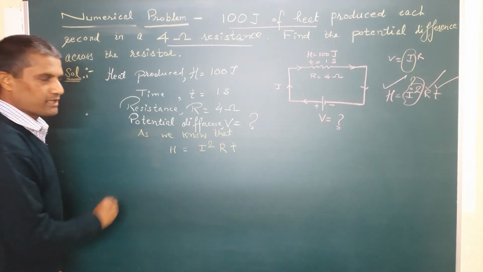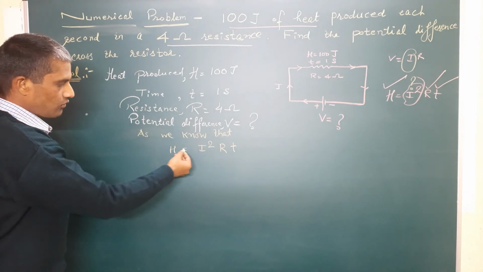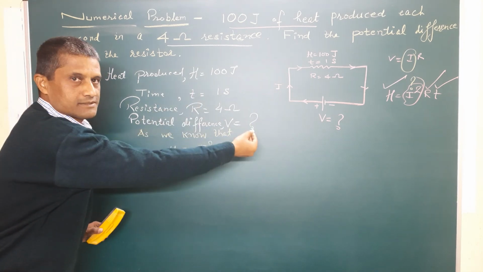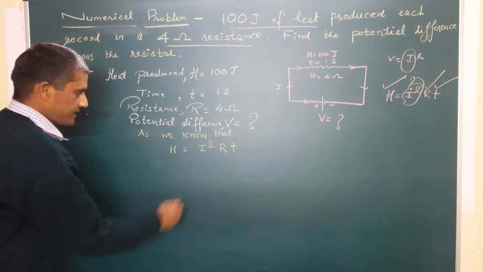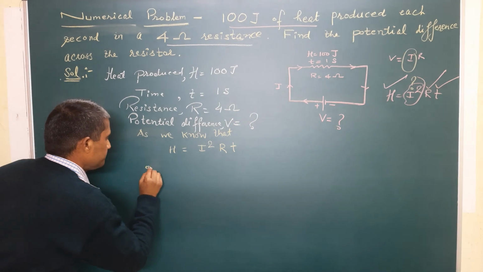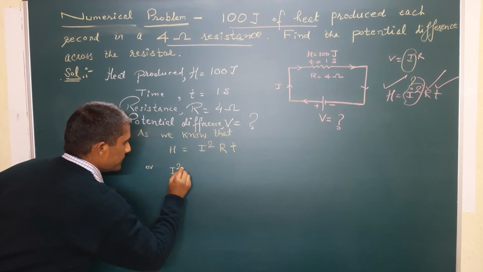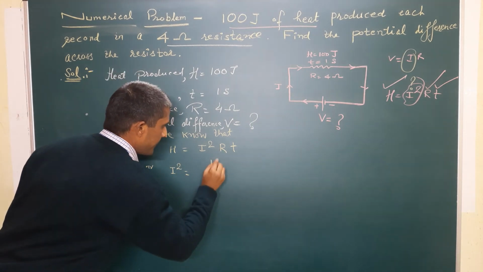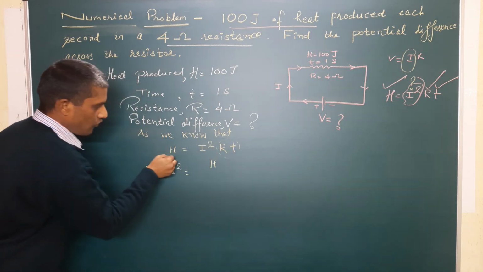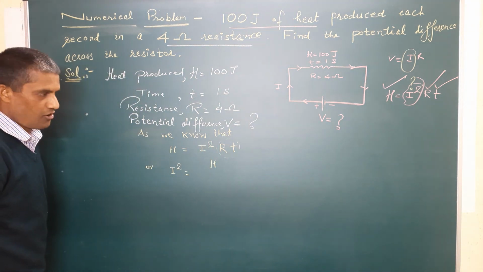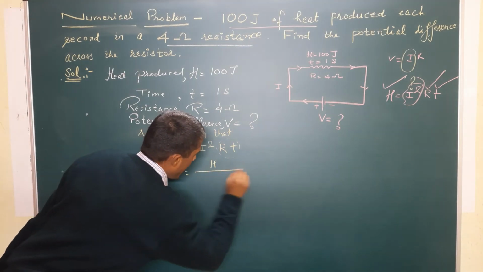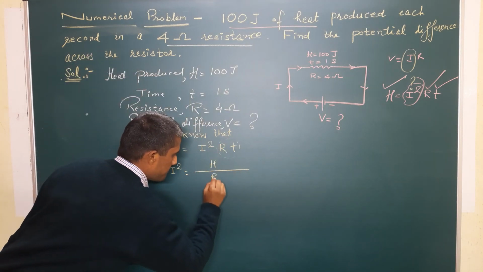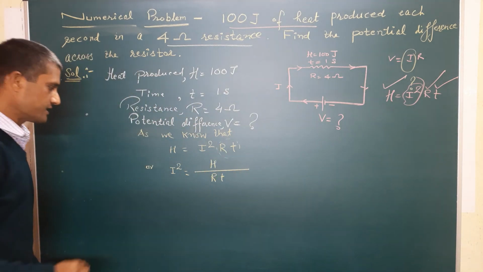So we will keep I square on one side, and the others are going to be transferred to the other side here. Or I square is equal to H, and this RT goes towards the denominator of H. Here it is, and it becomes H upon RT.